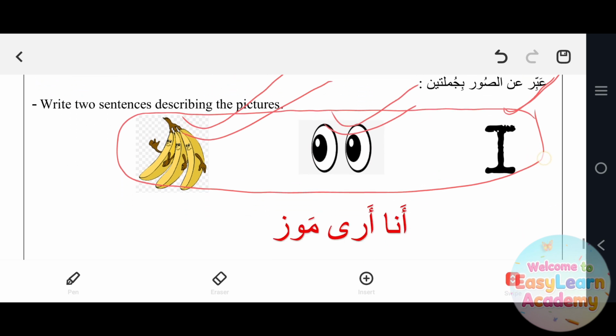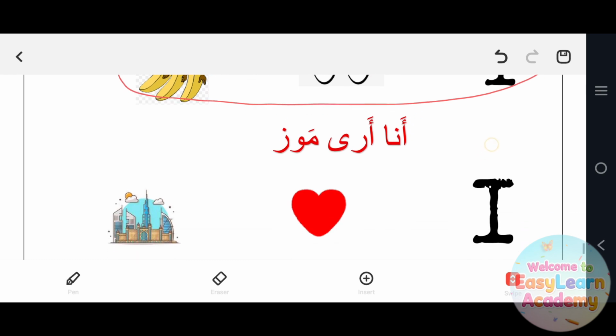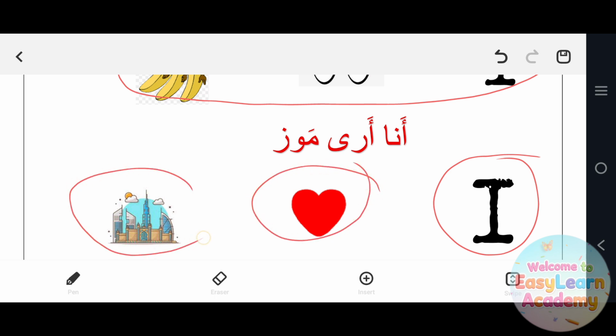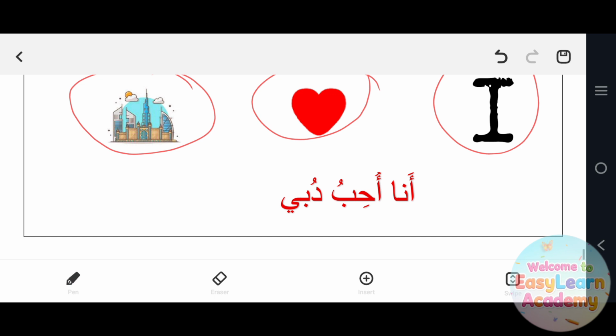How will we write in Arabic? Ana ara mouse. Okay, the second picture. I can see one heart and the city Dubai. So I love Dubai. How will we write in Arabic? Ana ohibbu Dubai.